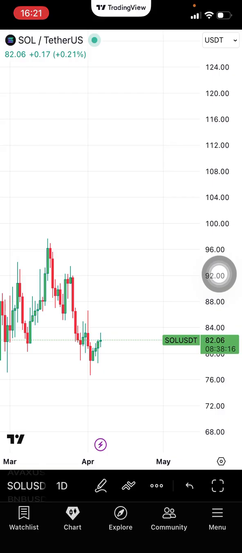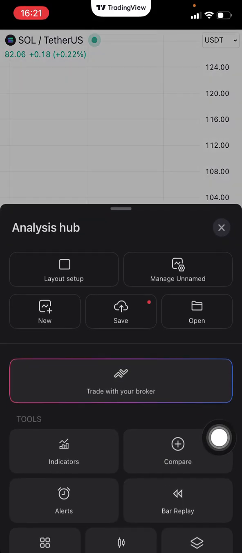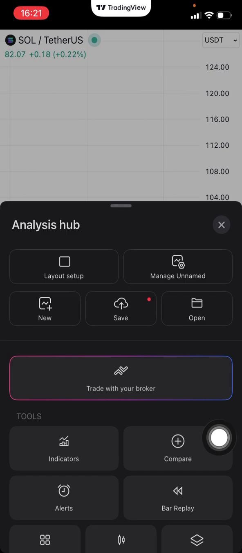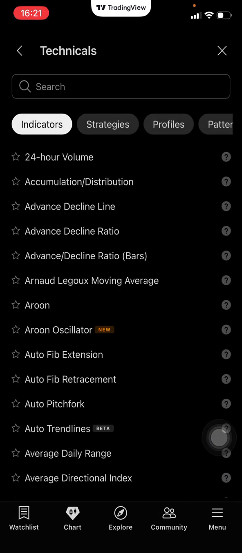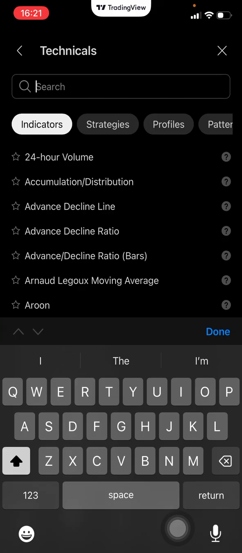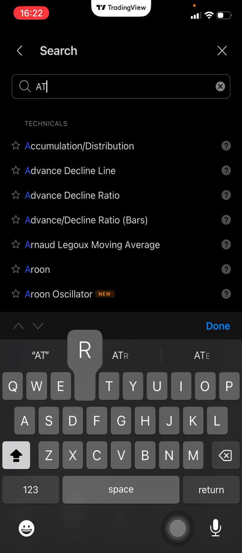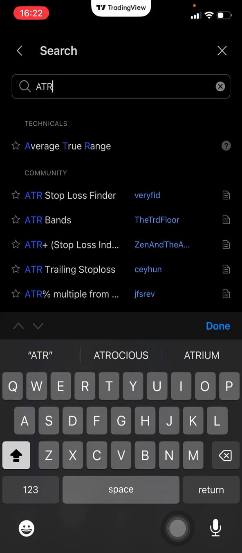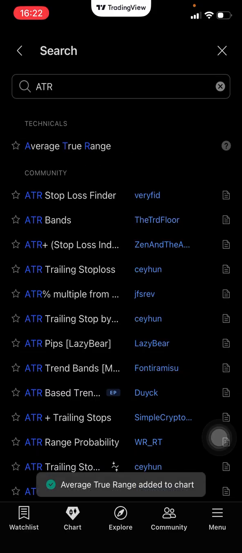The ATR strategy. This has worked a whole lot for me. I call it the average true range. All you need to do is come to indicators again and find ATR. Just press ATR, and it's going to pop out. When you get this average true range, click on it and it is automatically added to your chart.